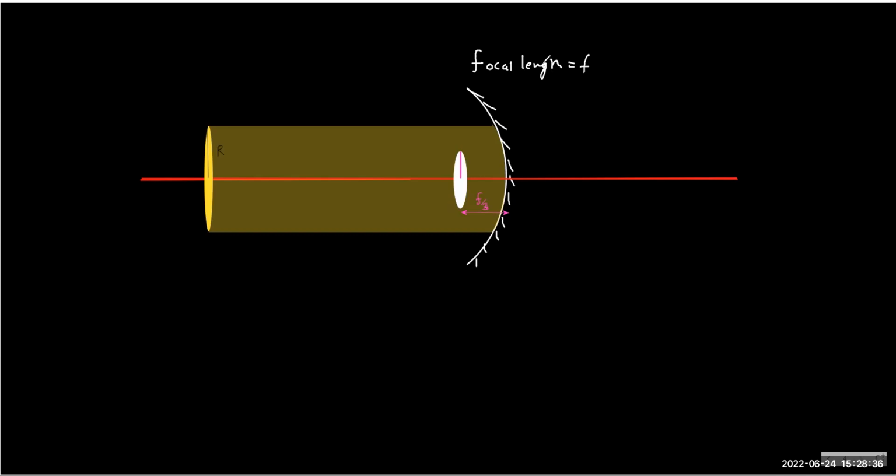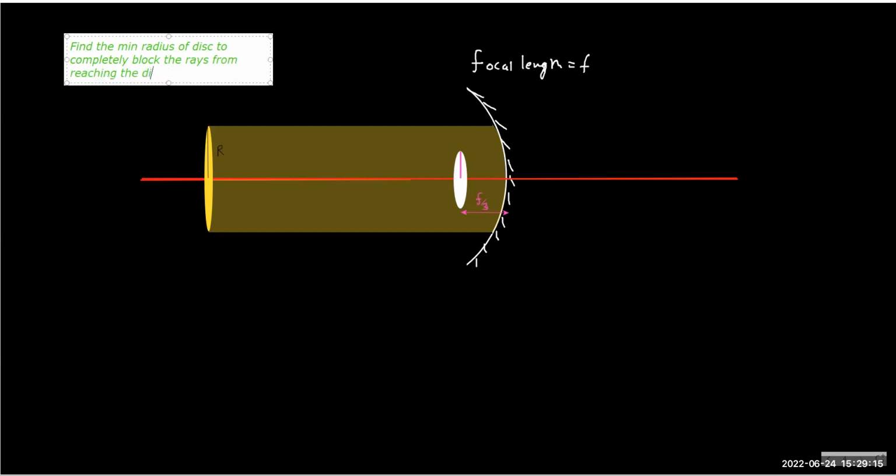What is the question? Question is anyway interesting. Simple geometry, basic class 10. Find the minimum radius of disk to completely block the rays from reaching the principal axis. I hope question is clear, guys.